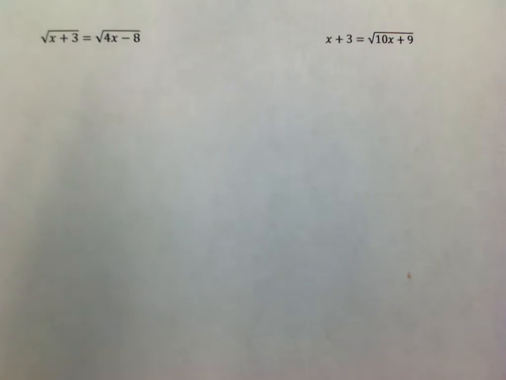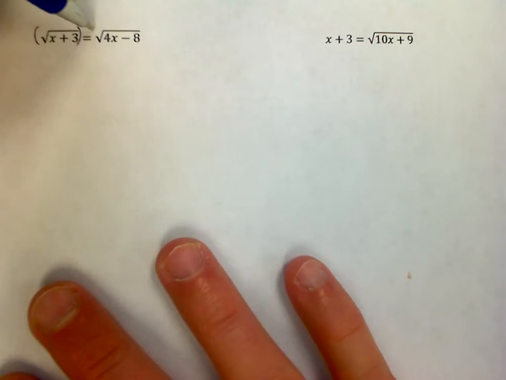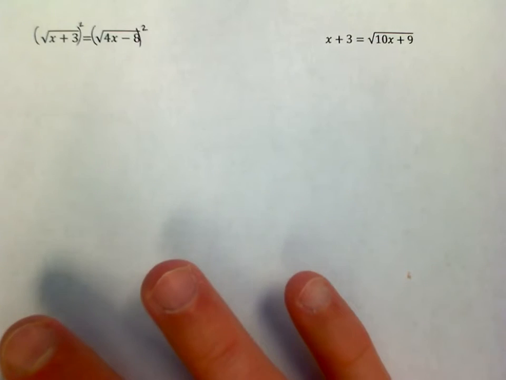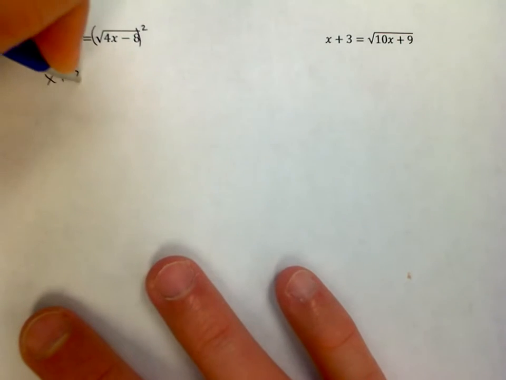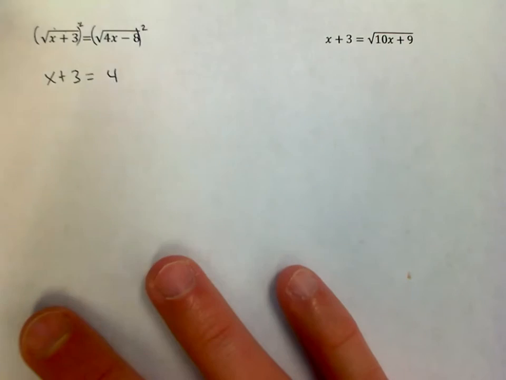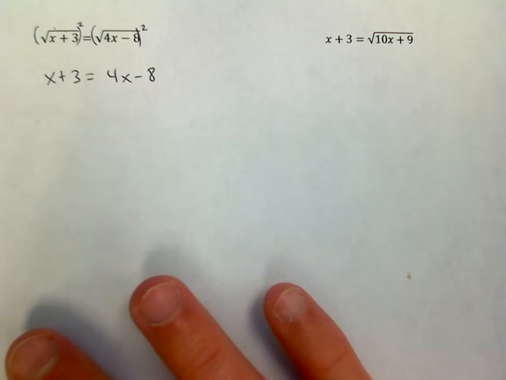Well, in this case, it's easy to actually make this problem more complicated than it actually is. What we want to do is just see what happens if I square both sides. Because what I'm doing, in essence, is saying if I square the left side and square the right side, the square and the square root go away in both cases, and I'm just left with x plus 3 equals 4x minus 8. Holy moly, that actually seems really easy, right?